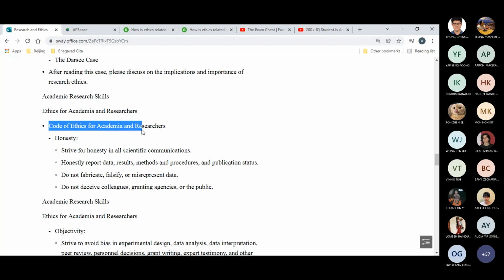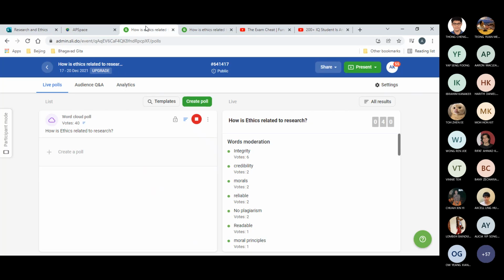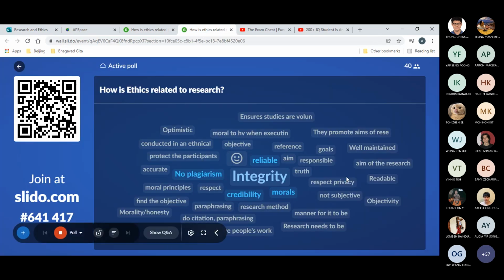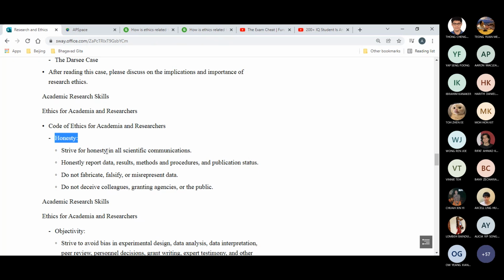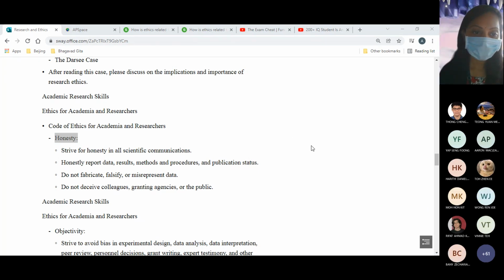So what is important is honesty. A lot of people spoke about honesty just now in the word cloud, right? You had that here, honesty. A lot of keywords were about respecting privacy, which is what we're talking about here as well. So remember, if you're a researcher, you have to be honest. It's very, very important because research is about being transparent. You cannot fabricate, don't falsify, don't misinterpret data because your entire findings will lead to something else.